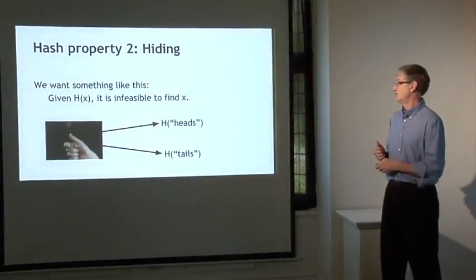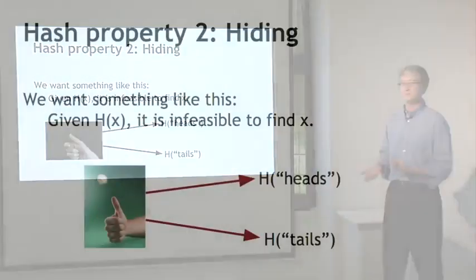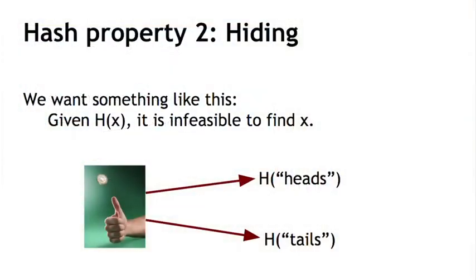So here, what we're going to do is an experiment where we flip a coin, and if the result of the coin flip was heads, we're going to return the hash of the string heads, and if the result was tails, we're going to return the hash of the string tails.